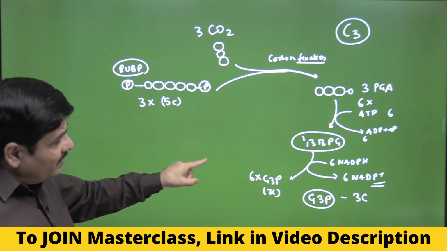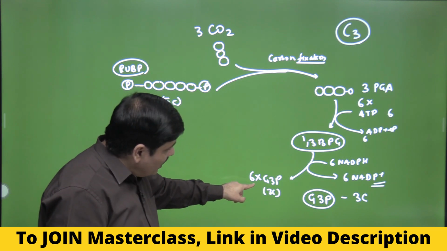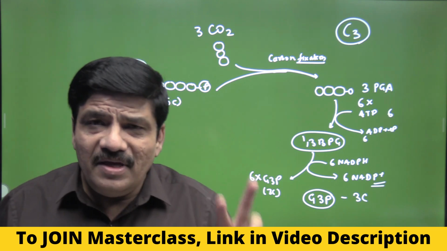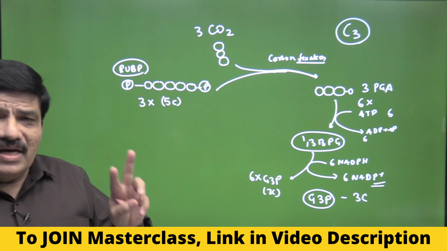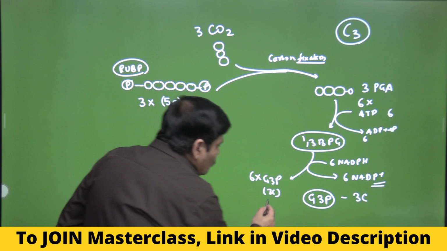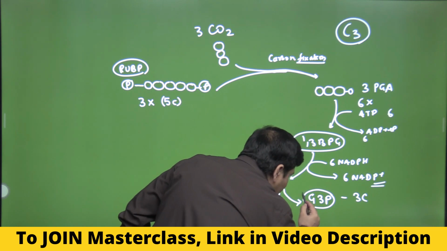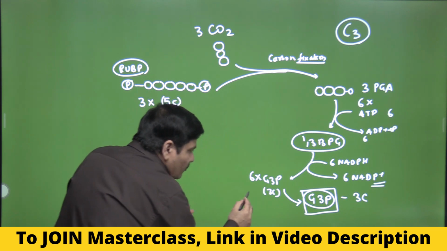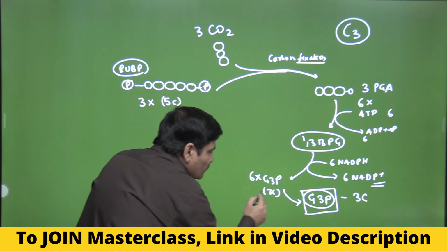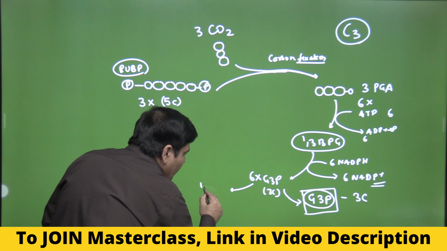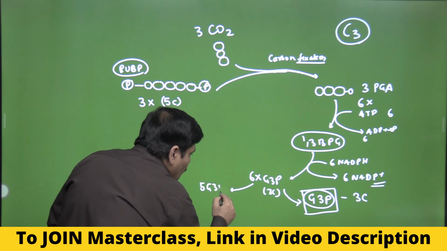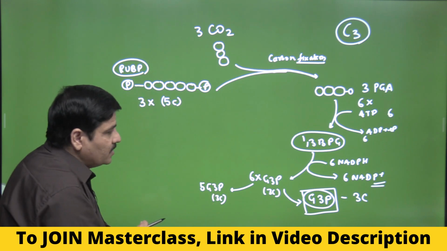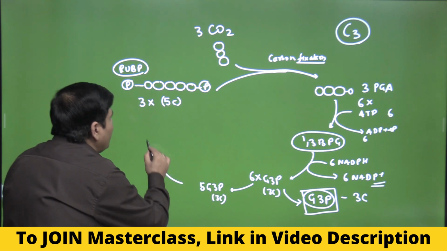So this is where the reduction happens, and now you have 6 molecules of 3 carbon G3P. Still 18 carbon are intact. Now you pull out one. This is the end product of the Calvin cycle. So what you are left with, if you pull out 1 out of the 6, is 5 G3P molecules, each having 3 carbon. So this is 15 carbons. Now we have to regenerate.